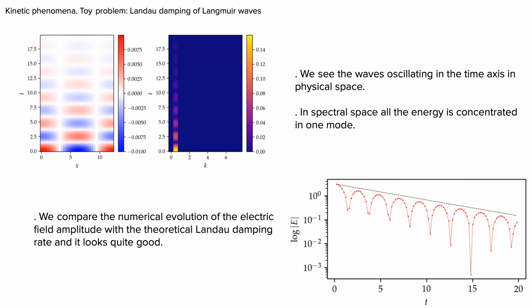And if you make the system evolve, you see this is the density perturbation and its time. And you see that there are some oscillations there. And if you take the Fourier transform in the spatial direction, you're going to see the only mode that we put, and it's going to decay. And when you plot the time series of the electric field amplitude and compare it with the analytical solution of Landau damping, you're going to see that there's a pretty good correspondence there.